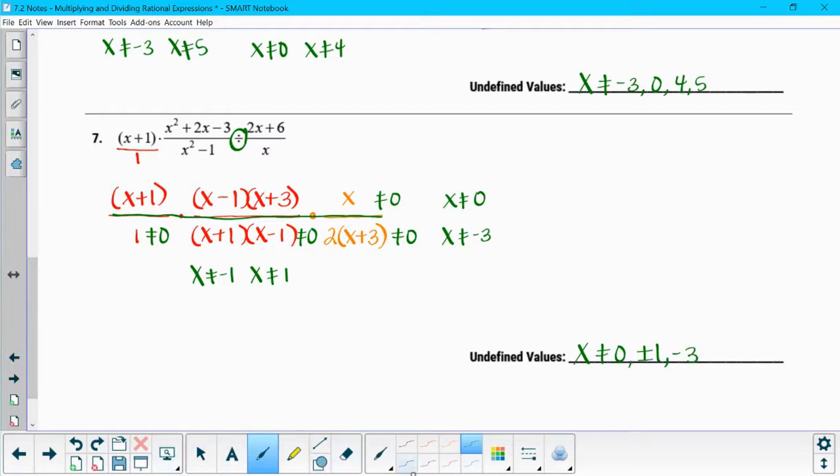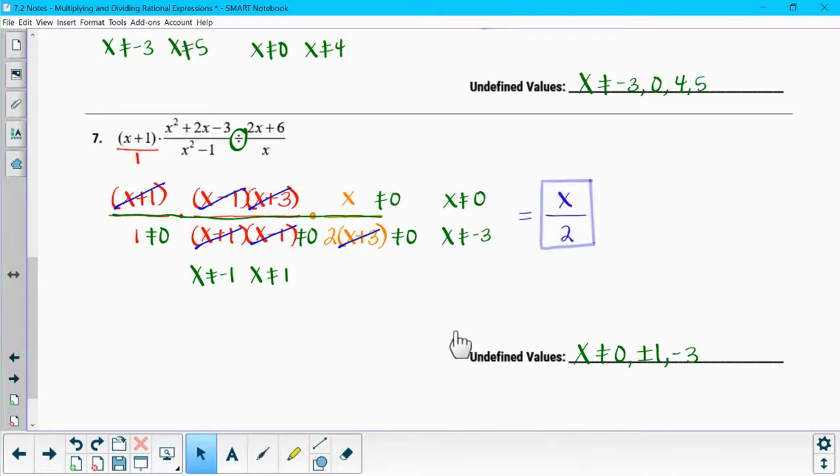Now I'm going to start the cancellation process. So I have x plus 1, x plus 1, x minus 1, x minus 1. I have x plus 3, x plus 3, and I'm left with x over 1 times 2. So that gives me x over 2 as my final answer.